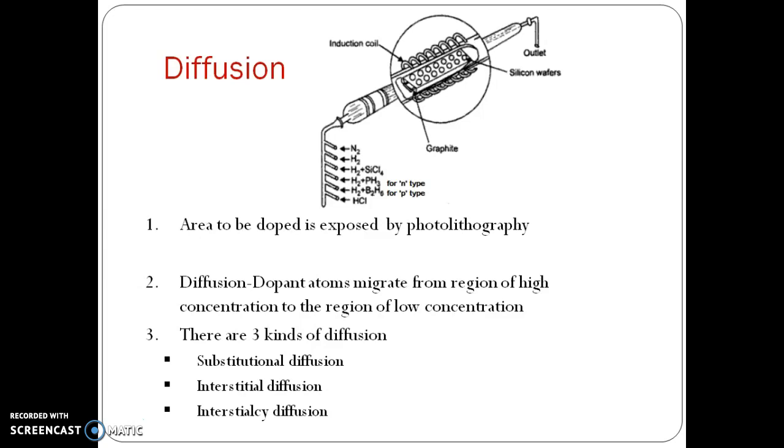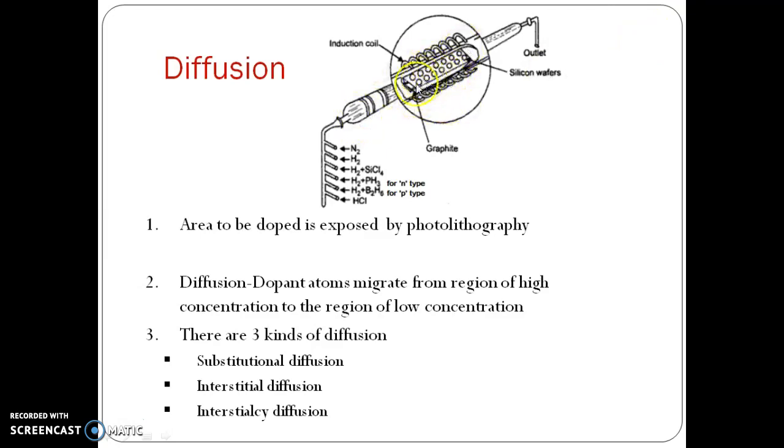Diffusion is a process carried out to create source drain regions in MOSFETs in the ICs, and this diffusion process is carried out at very high temperature, and for this we need a chamber like this where the dopants in the form of gas will be entering, and the impurities will diffuse from a region of higher concentration into a region of lower concentration.